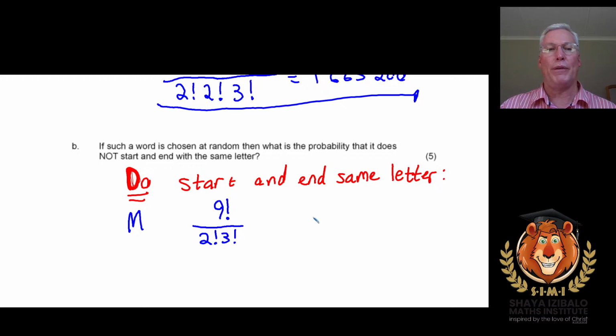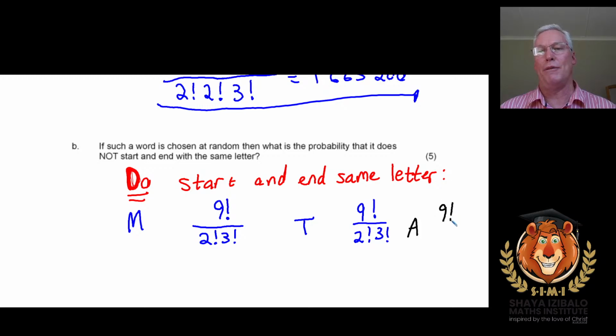If it starts and ends with T, exactly the same thing: 9 factorial divided by 2 factorial for the M's and 3 factorial for the A's. But I'm just going to change pen color here. If it starts and ends with A, you'll notice it's slightly different because now it's 9 factorial over 2 factorial times 2 factorial. Okay, and we can add all these numbers up.